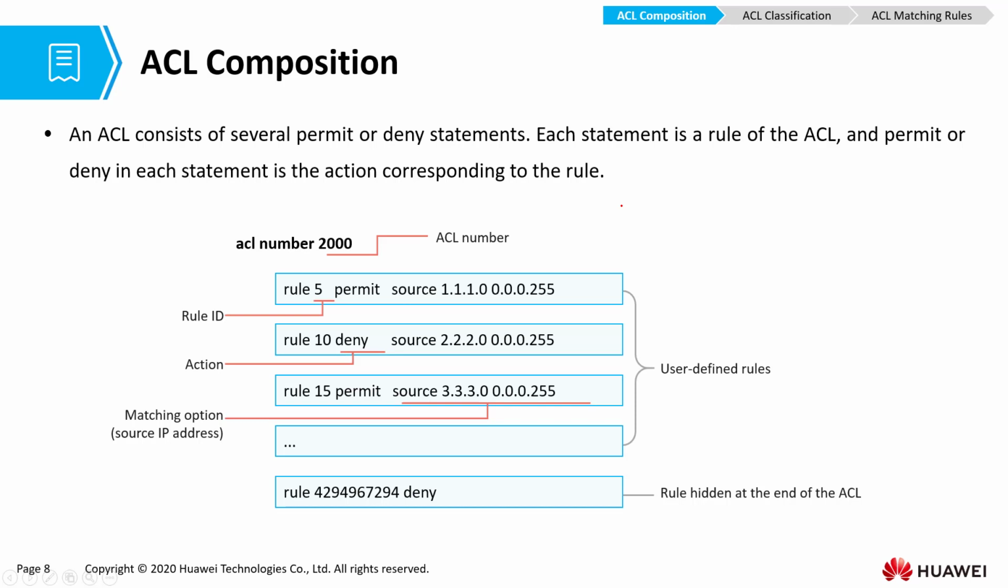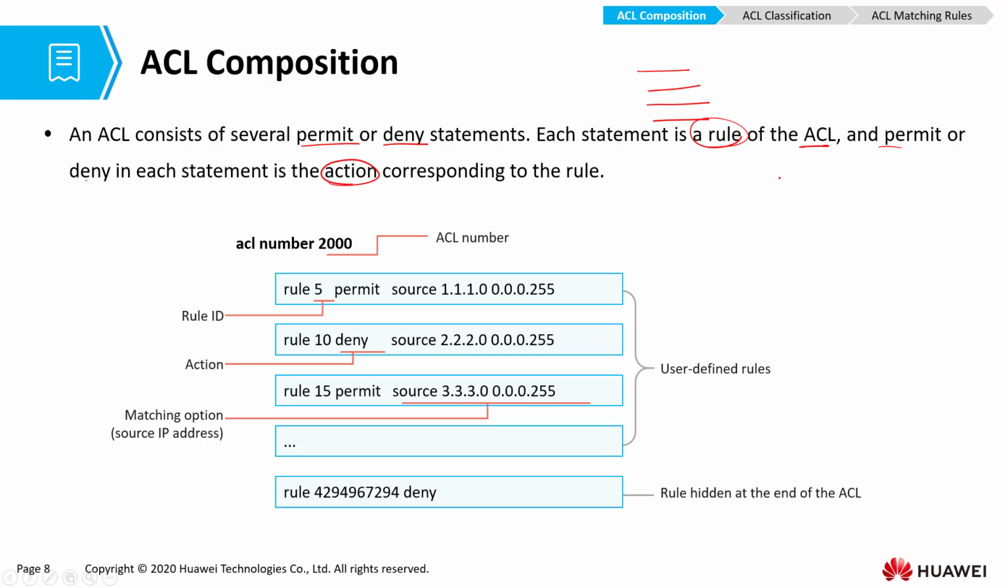So, an ACL basically consists of several permit and deny statements. We'll have statements such as permit this, deny this, deny this, permit this, and so on and so forth. It's just a set of sequential rules. And each statement is going to be a rule for the ACL. The permit or deny in each statement is the action of that rule. So every rule has an action. It can either permit or it can deny.